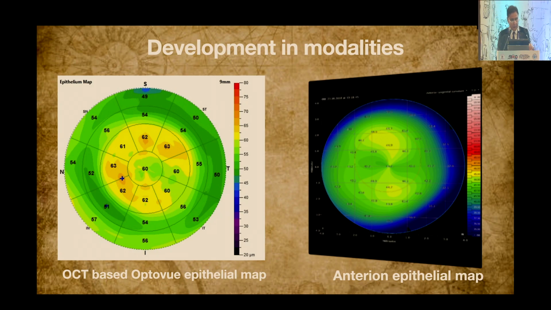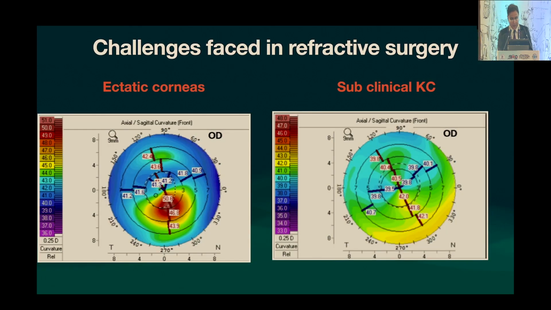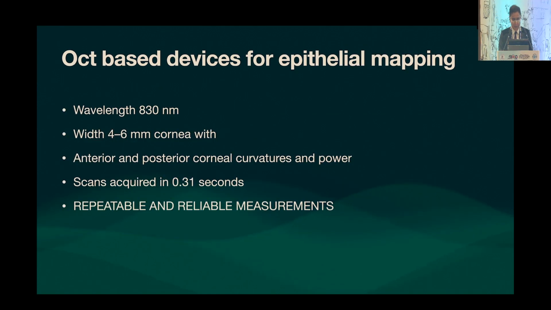But I'm just going to tell you my little experience, because I started LASIK in 1999. We never looked at the epithelium. And suddenly the epithelium has become very important, and we'll tell you why. So this is just a modality that is nowadays available. Now look at the challenges faced in refractive surgery. One is ectatic corneas, where we can't do much except other treatments like TREC or Intacs or whatever you want to do, or a subclinical KC. So now we'll look at how epithelial mapping is going to change how we look at different things.